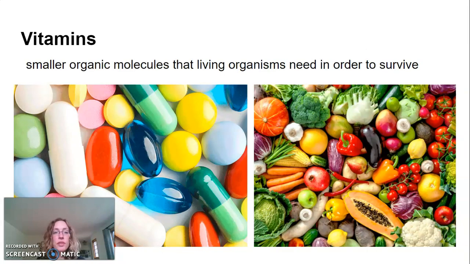I also want to talk briefly about vitamins, which are organic molecules that living things need in order to survive. They don't really fall into these other categories of biomolecules, but they are important for survival. Scientists started discovering them in the 1900s and then basically named them according to the order that they discovered them. So if you've heard of vitamin A or C or vitamin E, those are all just letters that were given to them as they were discovered. So vitamin A was the first one to be discovered.